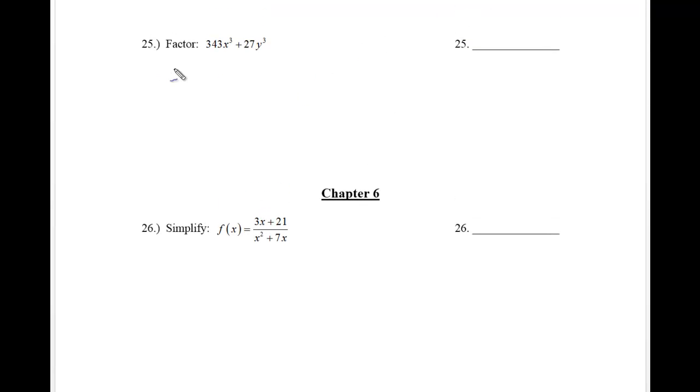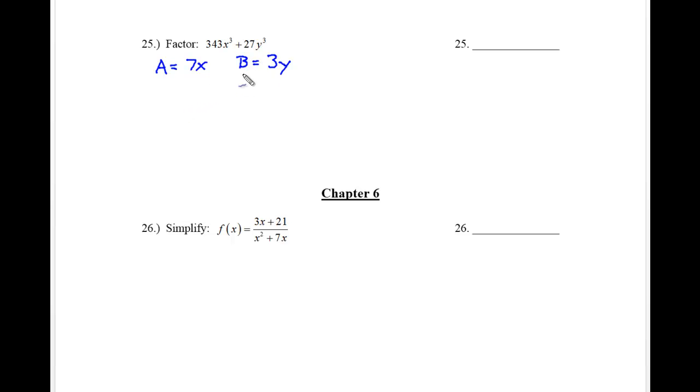Now what we'll do here is we are going to see if this is a perfect cube. So take the cubic root of 343, and if you do so you get an answer of 7. So my a is going to be equal to 7x, because that is the cubic root of 343x cubed. Now my b is going to be the cubic root of 27y cubed, which is going to be 3y, because the cubic root of 27 is 3.